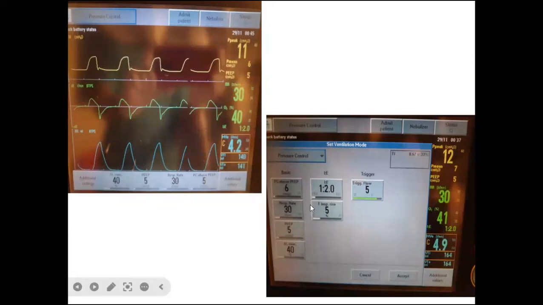And what is this T inspiratory rise? What is this T inspiratory rise here? The T inspiratory rise is how fast the pressure reaches the peak pressure. See here. This is the slope. This slope is determined by T rise.